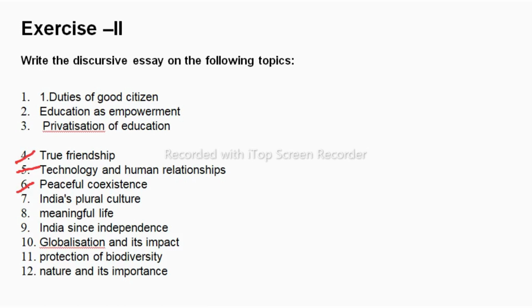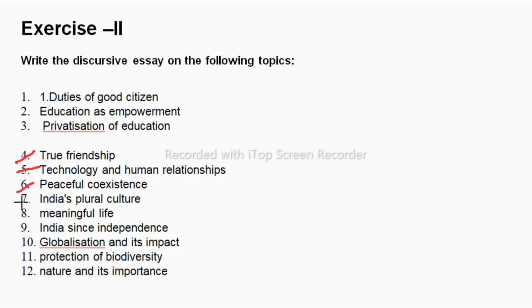So here we can give the conclusion: if we can live like brothers, then we can have peaceful coexistence. So fraternity and economic equality go together. People like Martin Luther King and Nelson Mandela fought a lot for peaceful coexistence.